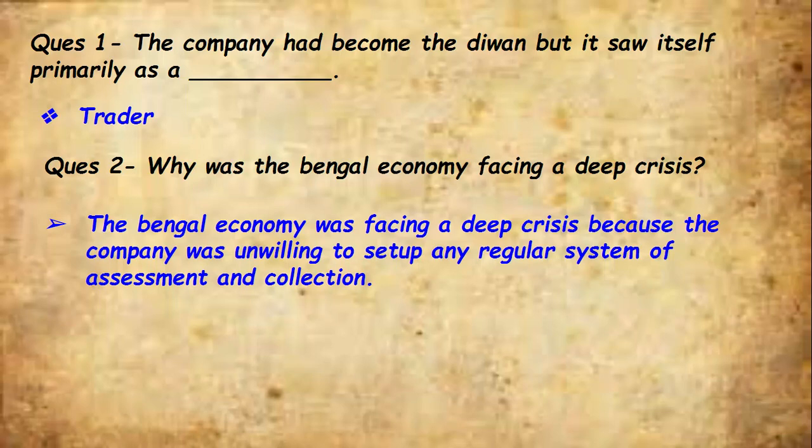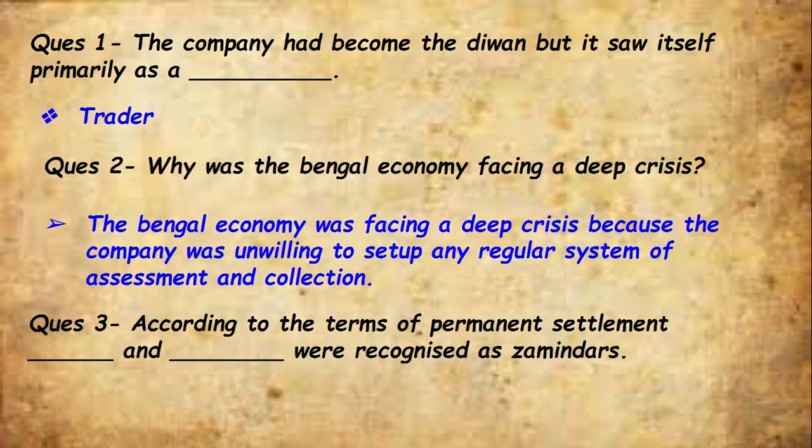Let us go to the third question. According to the terms of the Permanent Settlement, dash and dash were recognized as zamindars. So the answer is Rajas and Talukdars. This we have done in the paragraph A New System Is Devised.